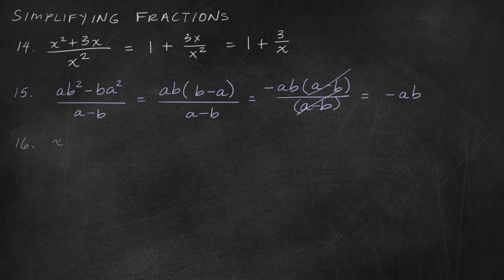Number 16, (x squared plus x minus 6) over (x plus 3). I'm going to factor the numerator, and that will factor as (x plus 3) times (x minus 2) over (x plus 3), and that common factor x plus 3 we can remove, leaving us with just x minus 2.